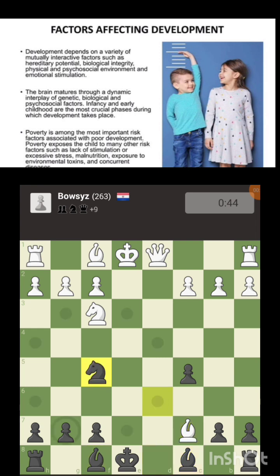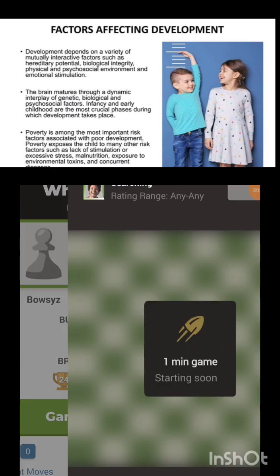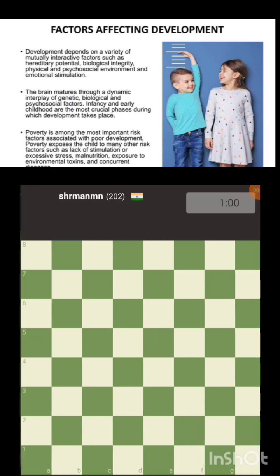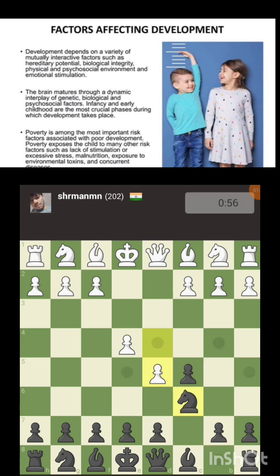More importantly, poverty is one of the most important risk factors associated with poor development, as people who are poor generally have a lack of stimulation. There may be excessive stress, there may be malnutrition, there is exposure to environmental toxins, and there are also concurrent diseases in poorer strata of society.